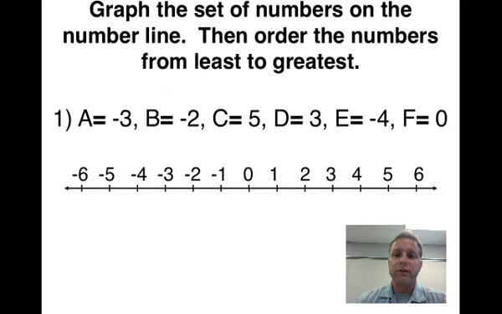So let's graph the set of numbers on the number line, then order the numbers from least to greatest. So for A, that's going to be -3, so find -3, we'll put A there. Would you please do the rest? I'll give you a moment, pause the video, and go ahead and do that.